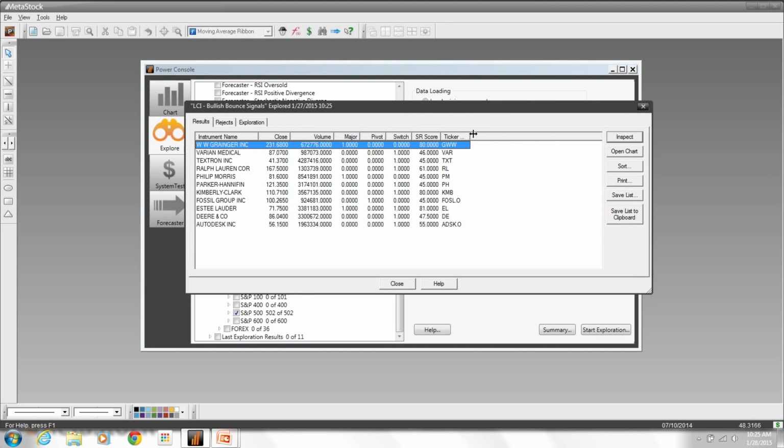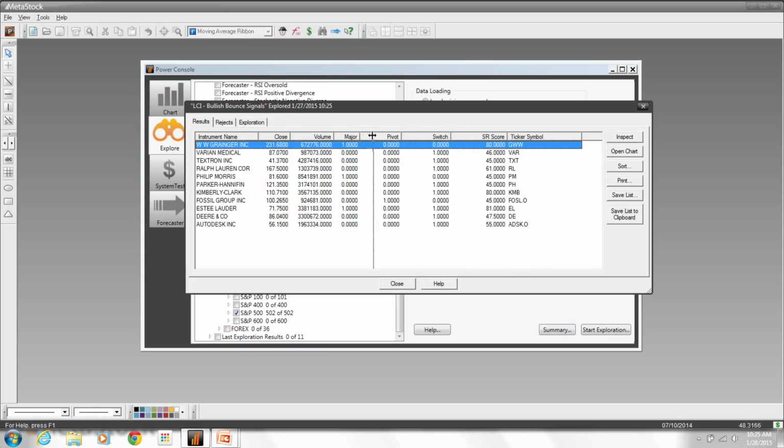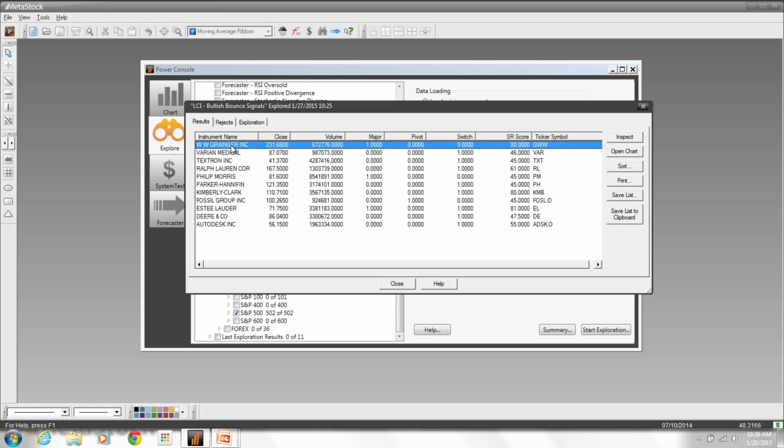Now, the way that the report is structured is we're going to highlight the instrument name, the closing price, as it is important to know what stocks or instruments we're trading that fit our price range. We've got our volume structure for the day. It's very important to trade instruments that have enough volume behind it. And then we're going to go into our signals.